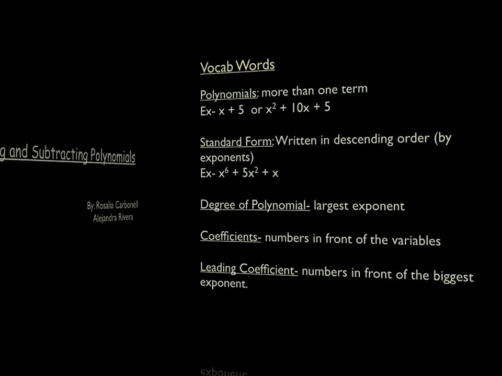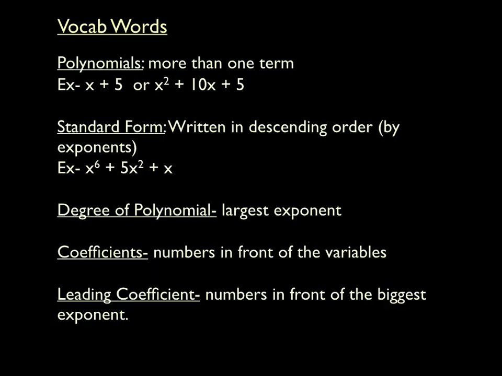Polynomial, more than one term. Standard form, writing in descending order by exponent. Degree of a polynomial, largest exponent. Coefficient, numbers in front of the variable. Leading coefficient, number in front of the biggest exponent.